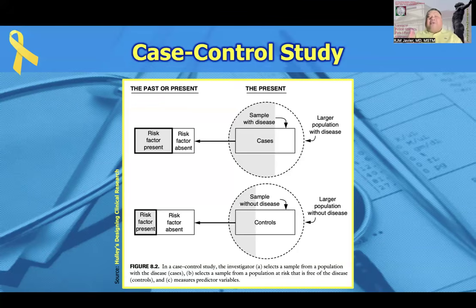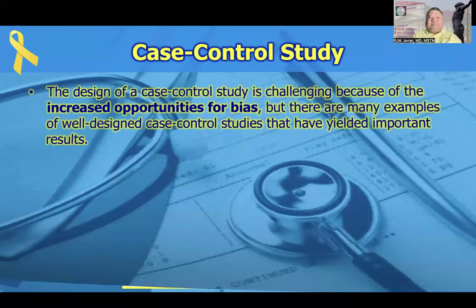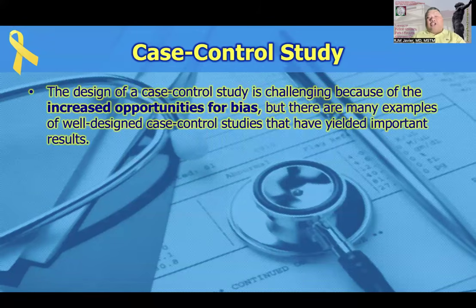It is always retrospective in design. You start at the present situation, looking into the presence or absence of the disease. Then you go back in time to see whether or not your cases or your controls will possess the risk factor of interest. Now, the design of a case control study is challenging because of increased opportunities for bias. But there are many examples of well-designed case control studies that have yielded important results.